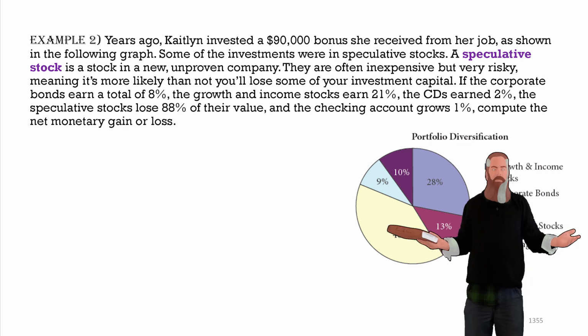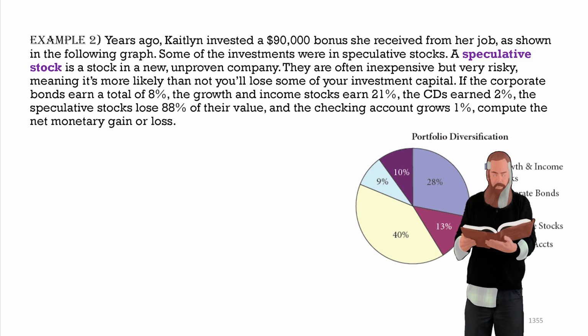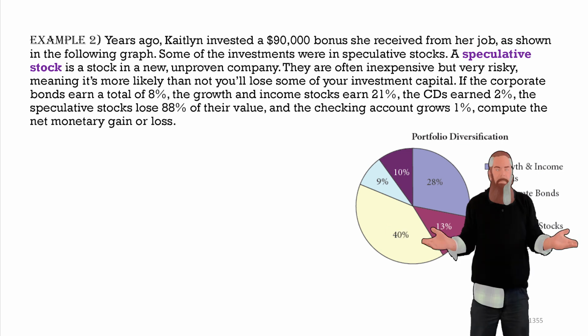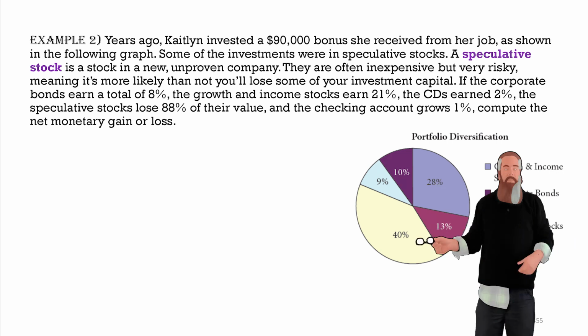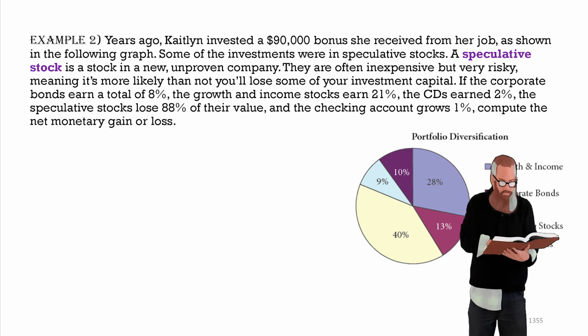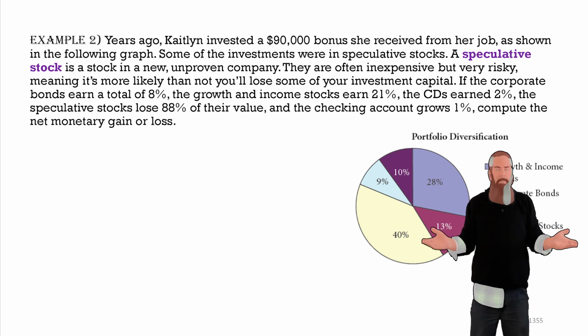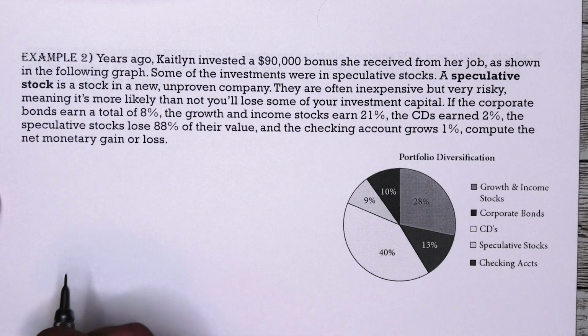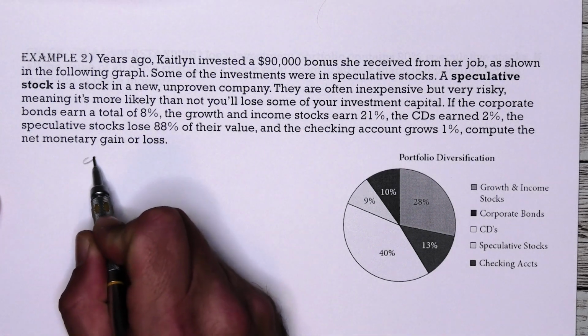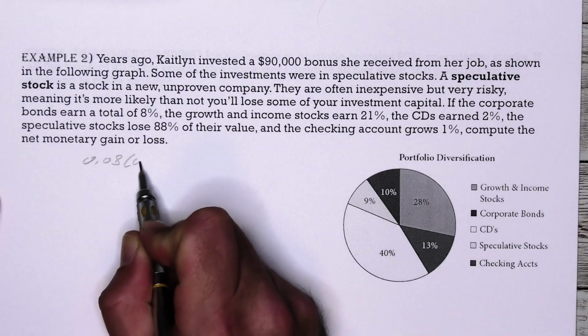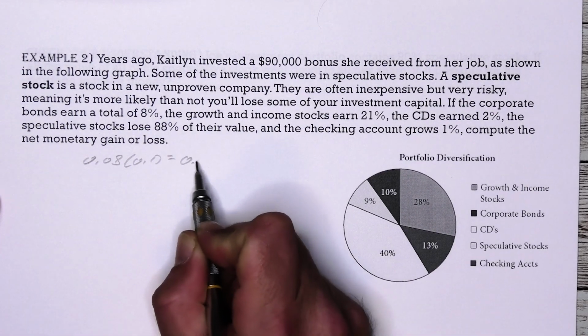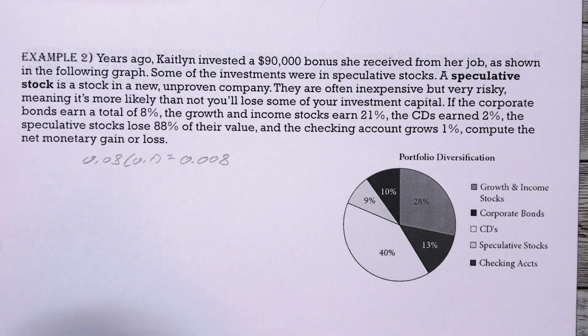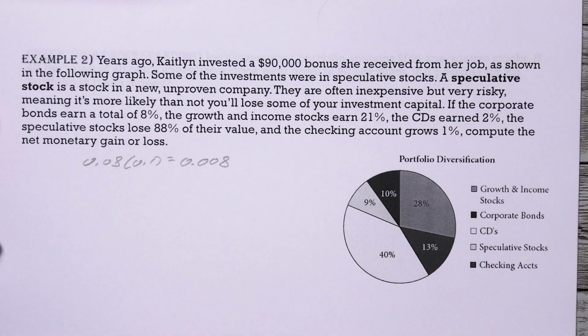If the corporate bond earns a total of 8%, the growth of the income stock earns 21%, and the CD earns 2%, the speculative stock loses 80% of the value, and the checking account grows 1%. Compute the net monetary gain or loss. Since 10% of the money is invested in corporate bonds and that money grew 8%, the gain is 8% of 10%. So 0.08 times 0.1 gives us 0.008. The corporate bond part of the portfolio gained 0.8%.